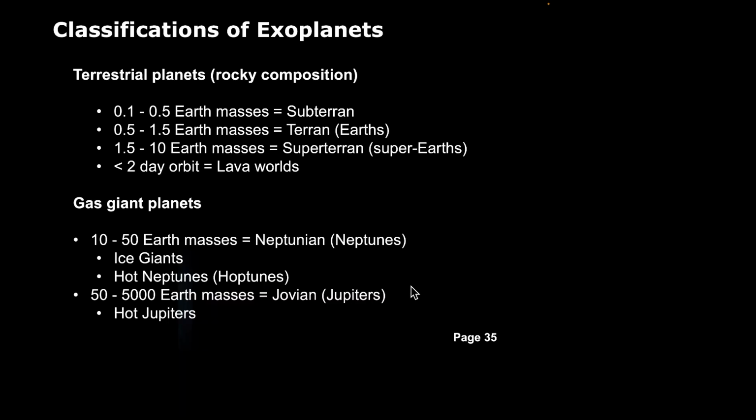So how are exoplanets classified? You have terrestrial planets, of rocky composition type planets, and you have subterran, terran, super-Earths, and lava worlds. Larger than that, you have gas giant planets, you've got Neptunian planets, ice giants, and Jovian planets.